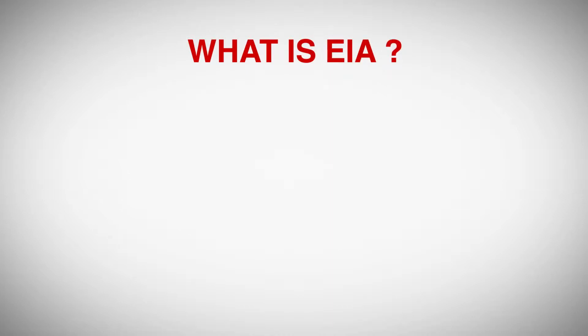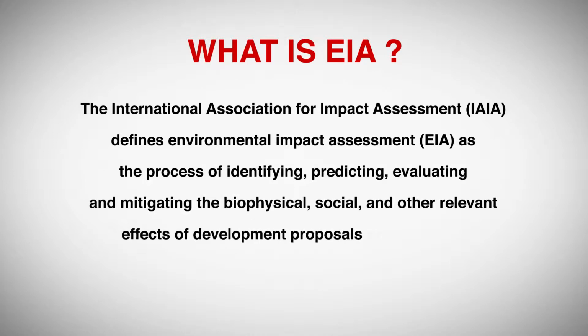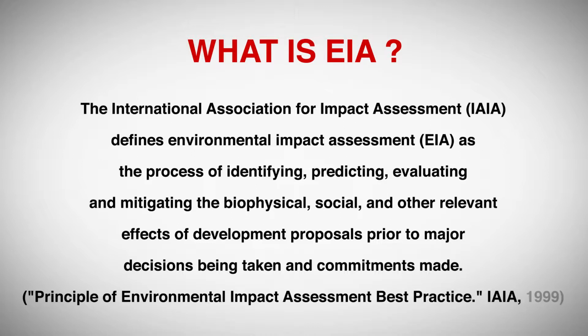Further to this, in 1994 under the Environmental Protection Act, we have in place the Environmental Impact Assessment Notification 1994. Now this notification covered 30 projects at that time for which EIA was necessary. What is EIA? The International Association for Impact Assessment defines environmental impact assessment as the process of identifying, predicting, evaluating and mitigating the biophysical, social and other relevant effects of development proposals prior to major decisions being taken and commitments made. This is the definition which came up in 1999.